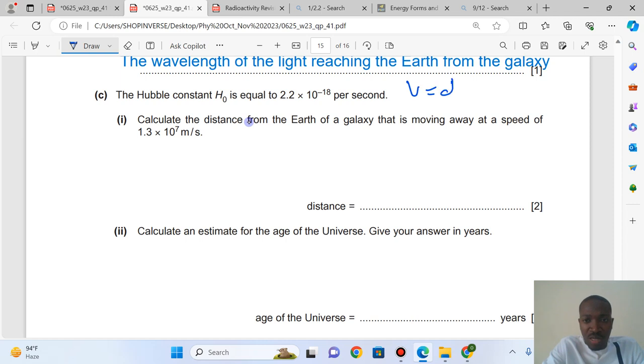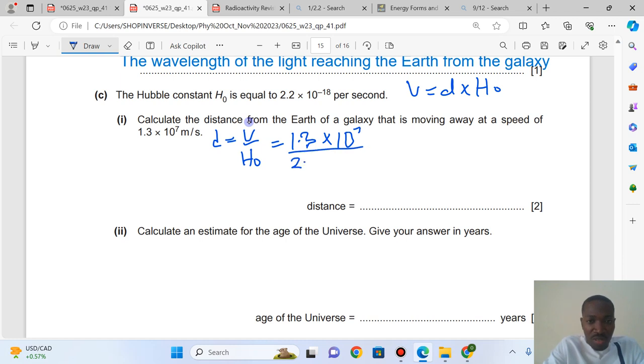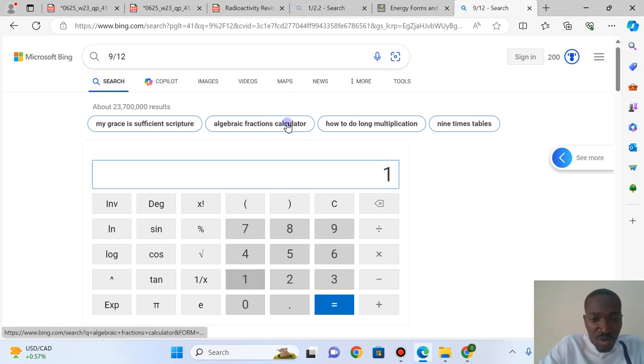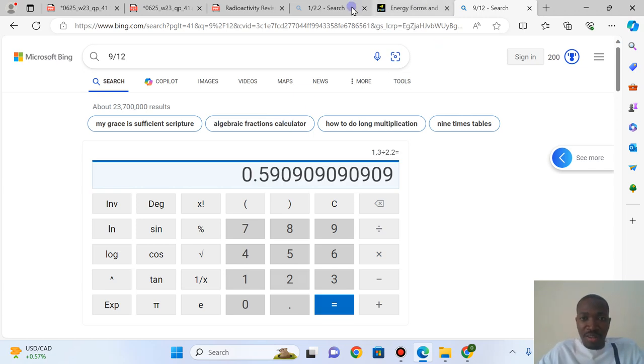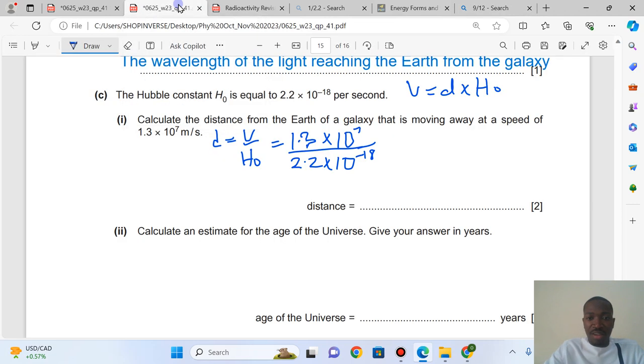Well, you know, speed is distance multiplied by Hubble's constant. So distance will be speed divided by Hubble's constant. And the speed is 1.3 × 10⁻⁷ divided by Hubble's constant. Hubble's constant is 2.2 × 10⁻¹⁸. So you take your calculator, you press 1.3 divided by 2.2, 0.59.